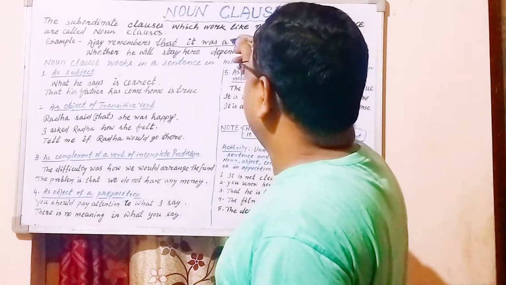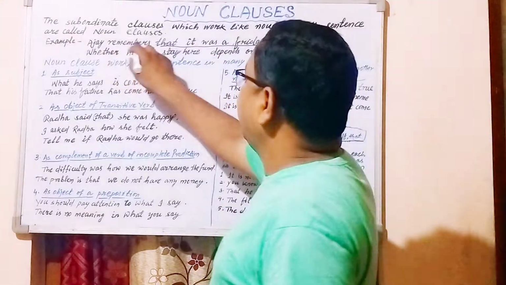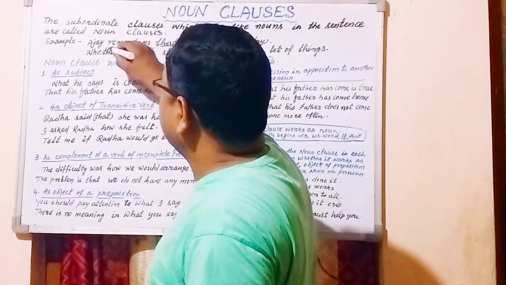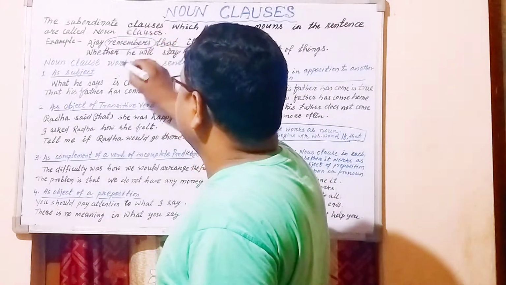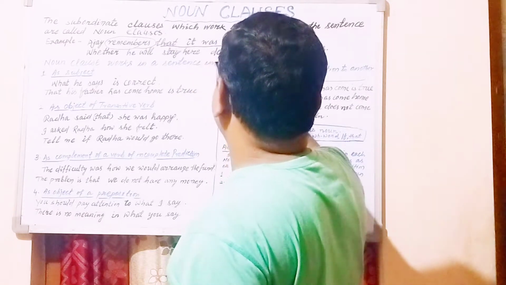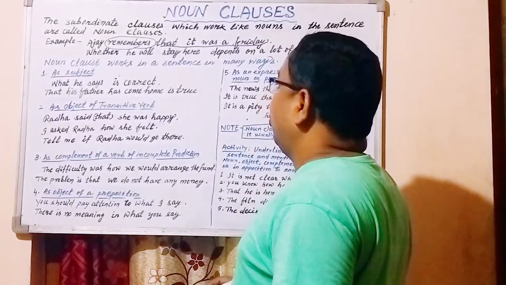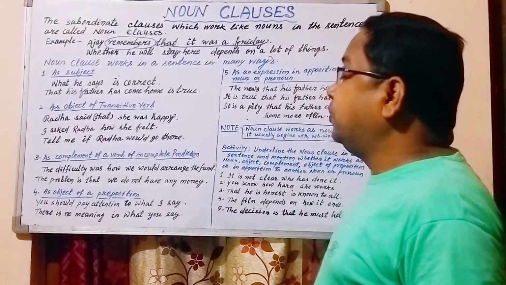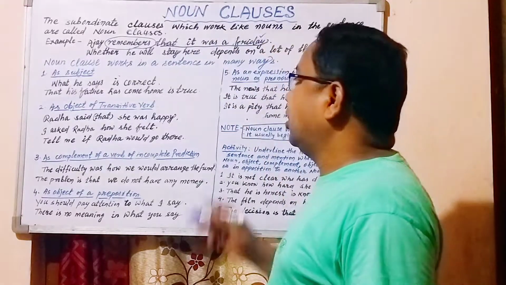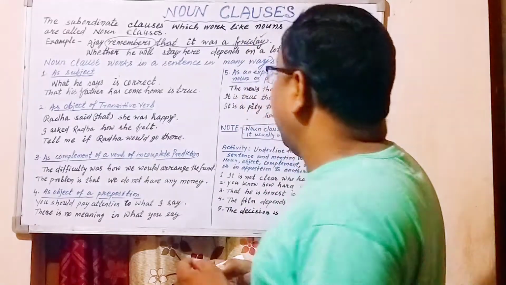So this part is the noun clause, and here you see Ajay remembers. Remembers is the verb, and it is a transitive verb, and this ends with the object that it was a Friday. Here that it was a Friday, this noun clause works as the object. Okay, so this is a noun because object means it is treated as a noun.